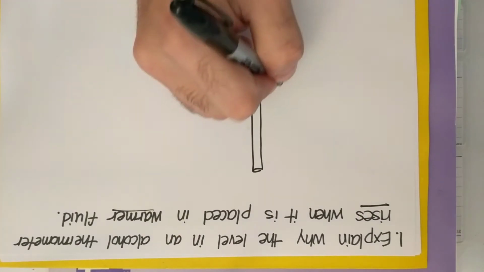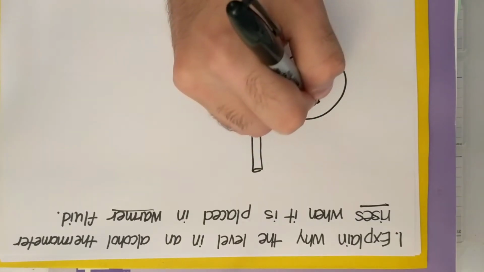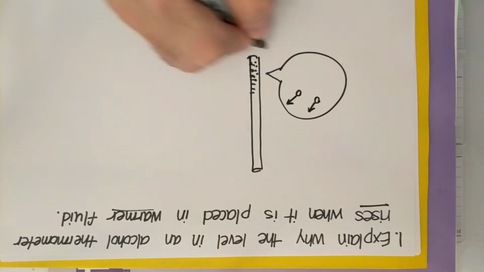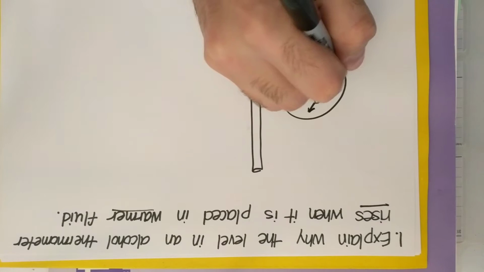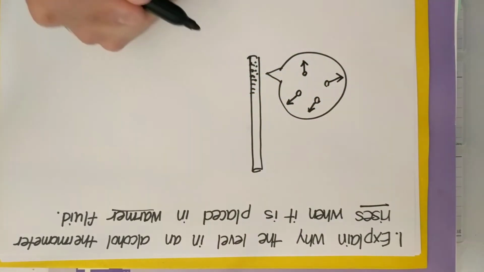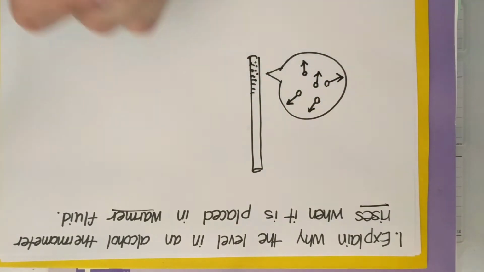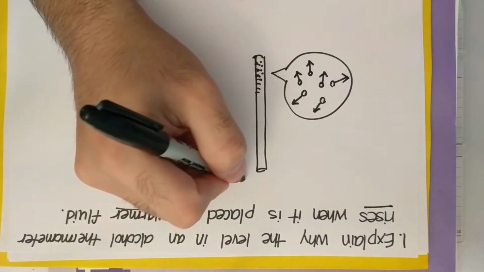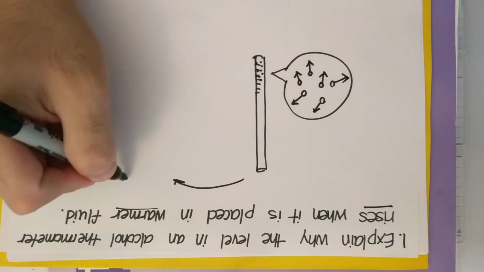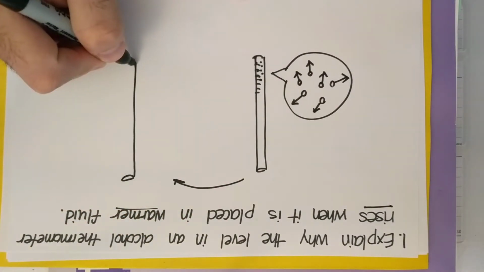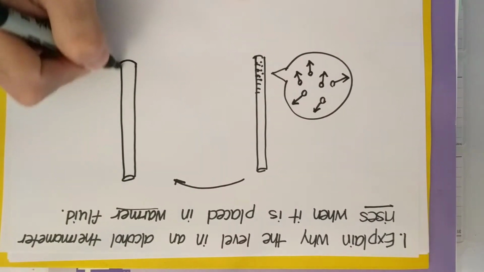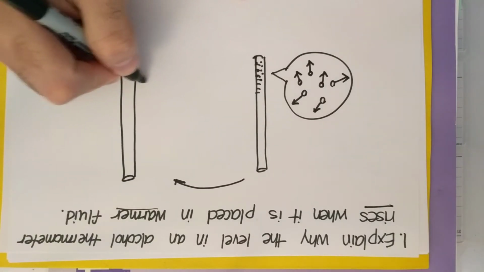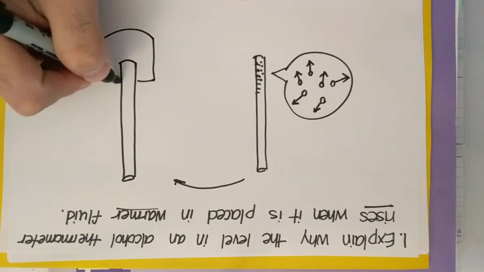If I zoom in, my particles are moving at, let's say I have this just at air. They're moving at whatever temperature is in the air. Let's just call it room temperature. So they're moving at room temperature speed. Then, if I place that thermometer into a bowl of warm fluid.